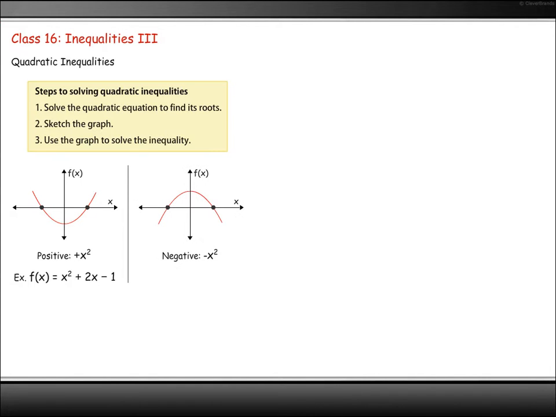A quadratic function with a negative x squared coefficient is the other way around. An example of this is f of x is equal to 12 minus x squared.